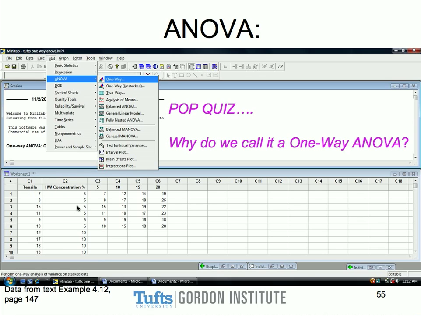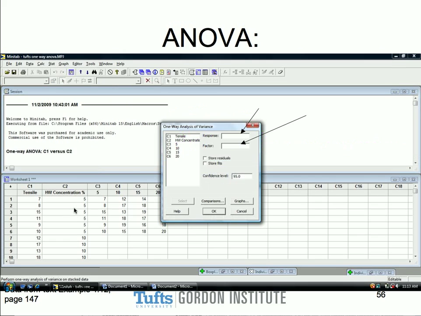In this case, we're going to have 4 levels or treatments within our independent variable. In Minitab, they call it a response and a factor. So in this case, the response is tensile strength, the factor is hardwood concentration. And remember that our alpha of 0.05 is our significance level, so our confidence level is therefore 95. We place that right there.